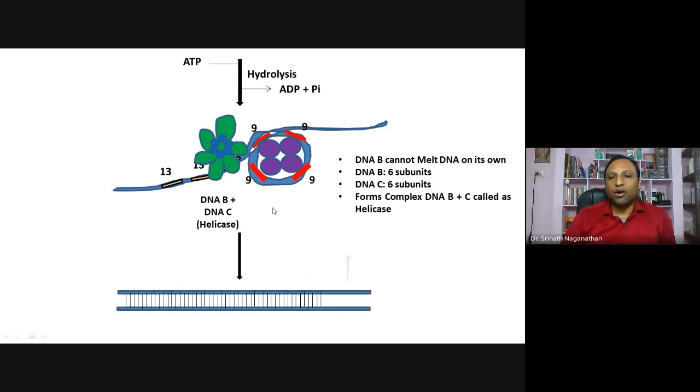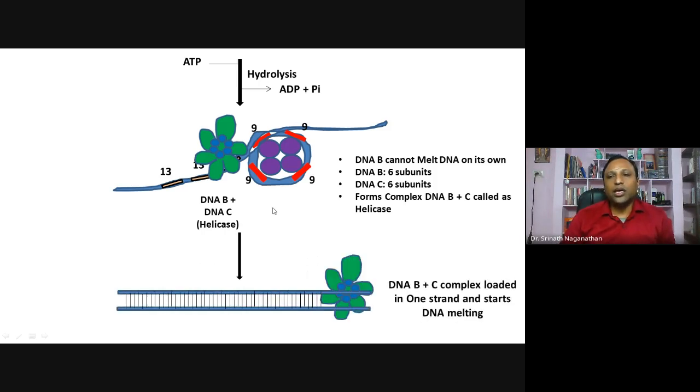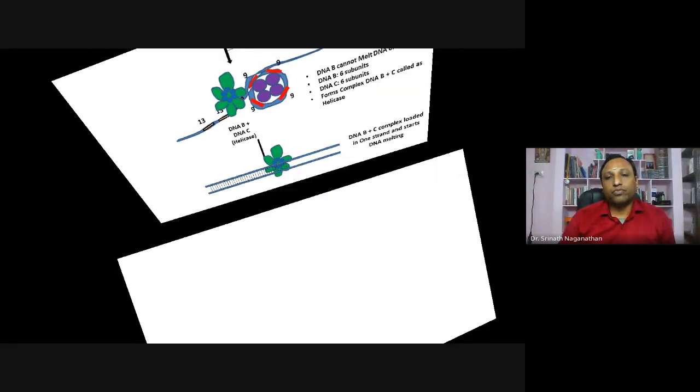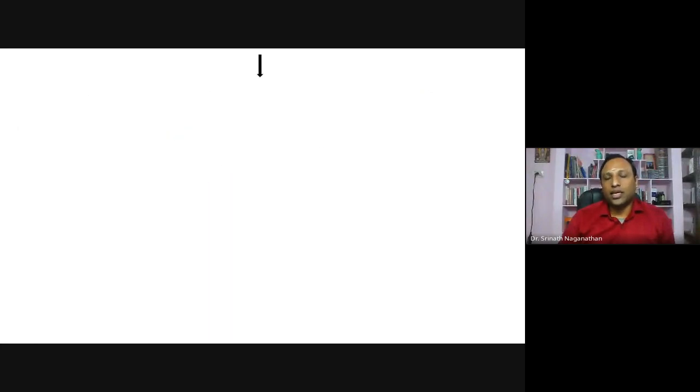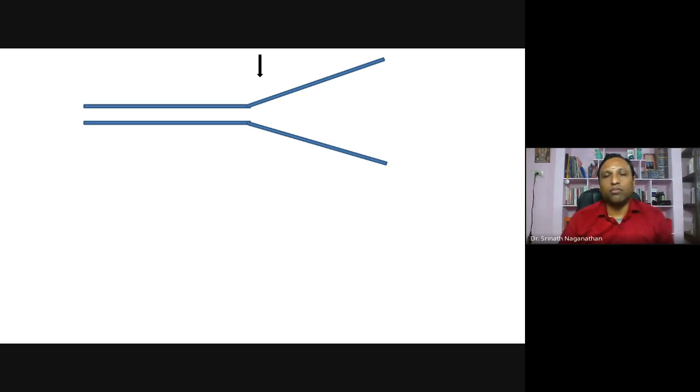Due to the melting of DNA, you can see here the DnaB and C complex loaded on one of the strands. It is not on both strands. It is loaded on one of the strands of the DNA, and they start to melt the hydrogen bonds which are present. Once the hydrogen bond is removed, they tend to form the bubble, and the replication fork is formed here.